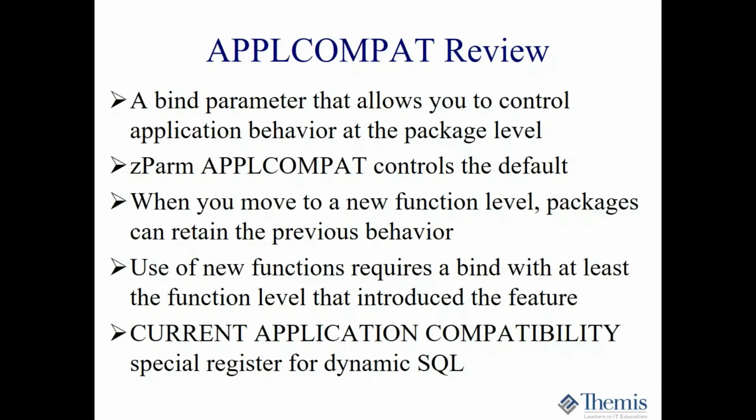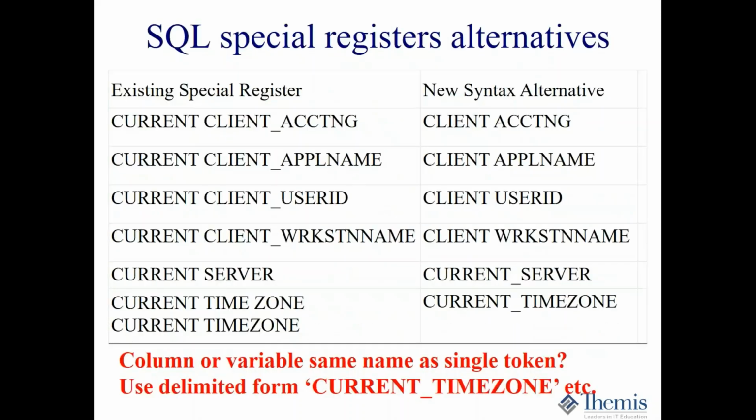So if you do not want to bind using the new function level, you need to bind or rebind under the function level you want the package to execute at. And in dynamic SQL, set the application compatibility where you want it for the dynamic process. Now there are little changes there you'll have to worry about.